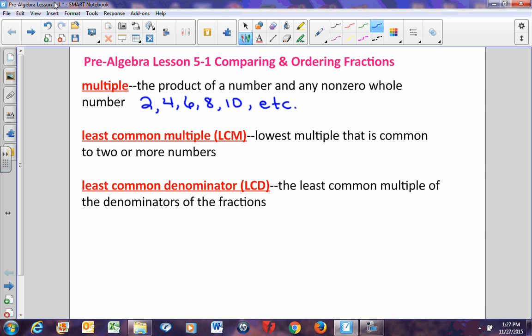The least common multiple is the lowest multiple that is common to 2 or more numbers. You use the least common multiple in order to find your least common denominator, otherwise known as the LCD. The least common denominator is the smallest multiple of the denominators of fractions. For example, if I wanted to find the least common denominator between 1/2 and 1/5, it would be 10, because that's the smallest number that both 2 and 5 will divide into evenly. Right, so the least common denominator is the lowest multiple that 2 or more numbers will have in common.